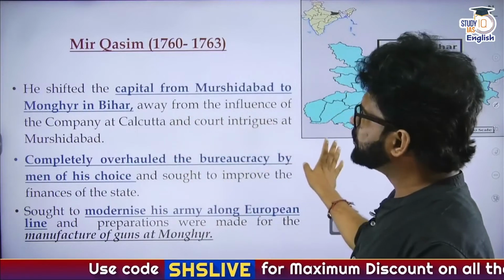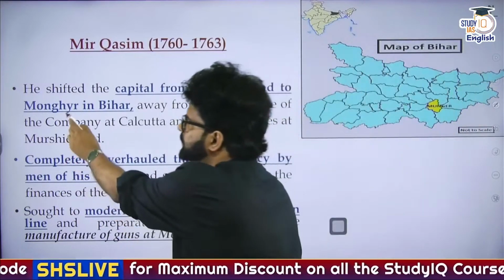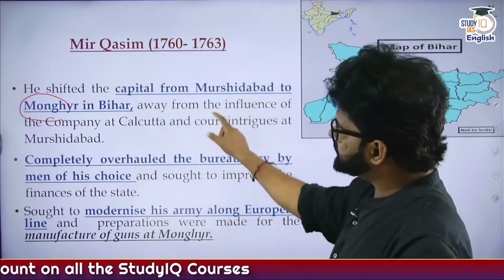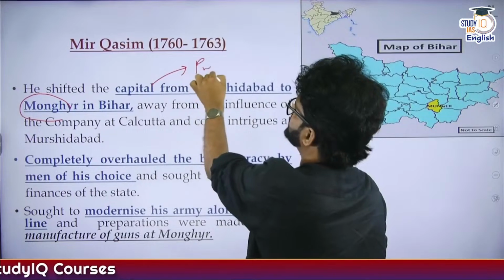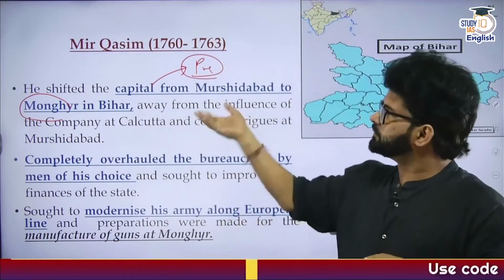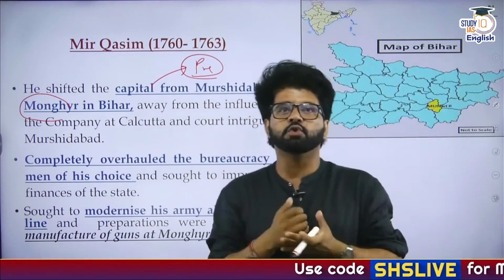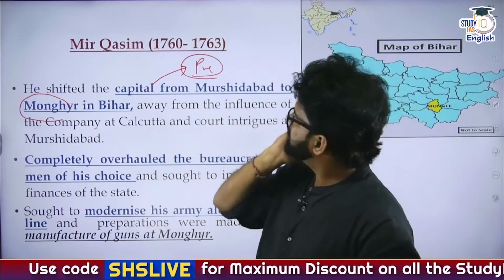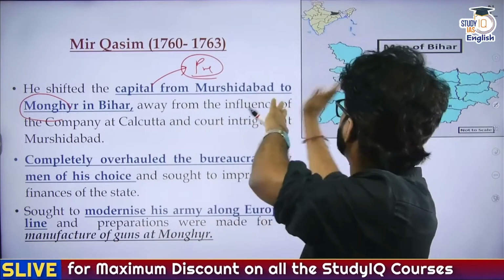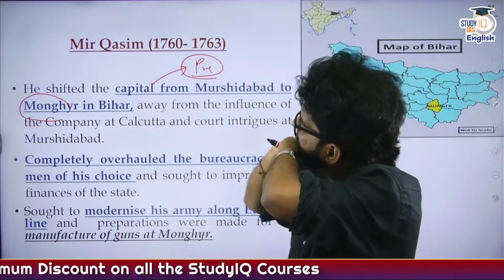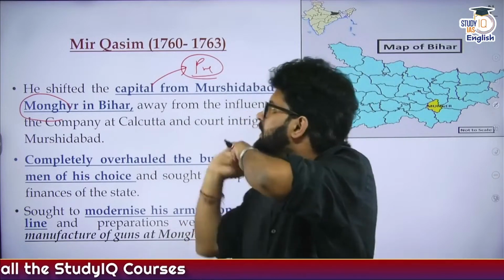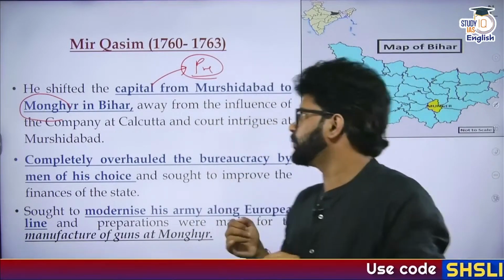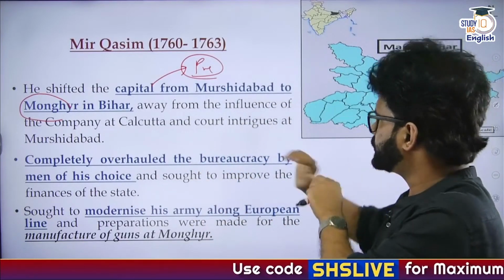He shifted the capital from Murshidabad to Munger. This part you have to remember, this is the old way of writing Munger, and this is an important point from a prelims perspective. They can ask you in different ways. First, who shifted the capital from Murshidabad to Munger? Second, the capital of this Bengal region was shifted from Murshidabad to Munger by whom, or Mir Qasim shifted the capital from Murshidabad to which particular place? They can ask you this as well. So you have to be ready for all kinds of questions which can be asked here.